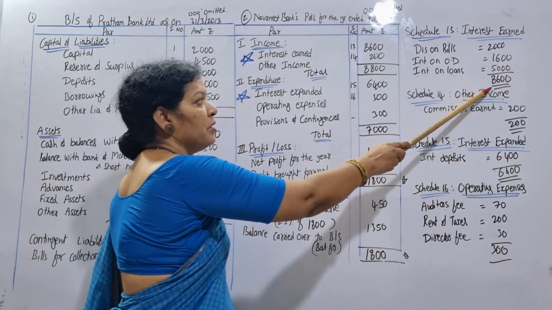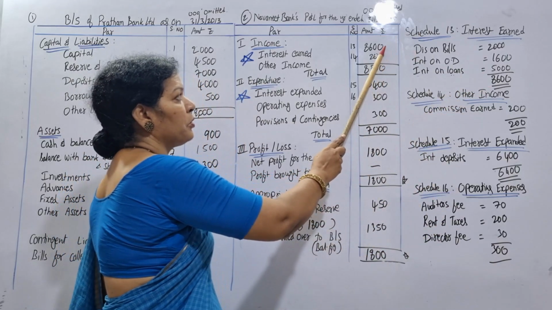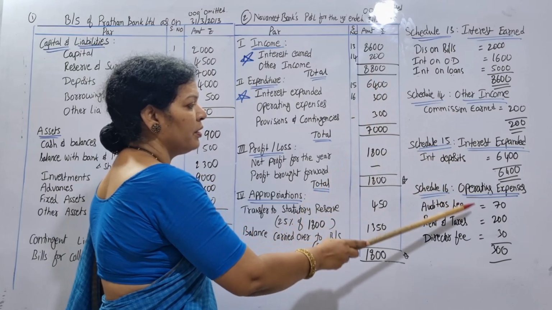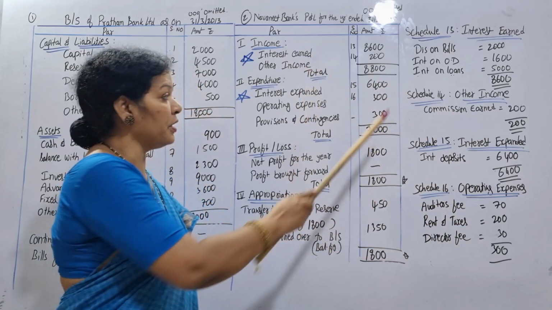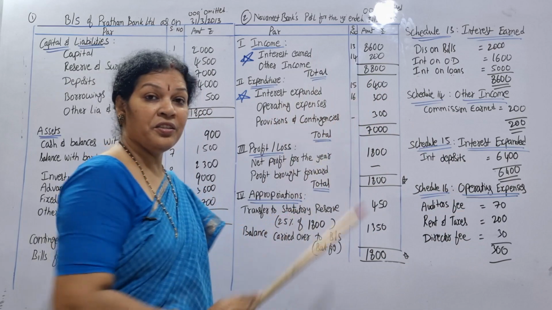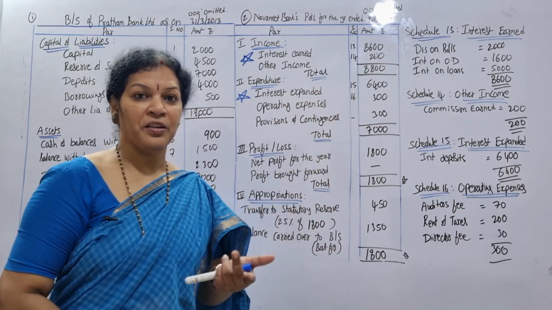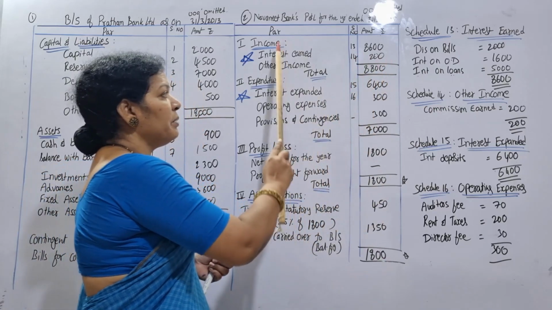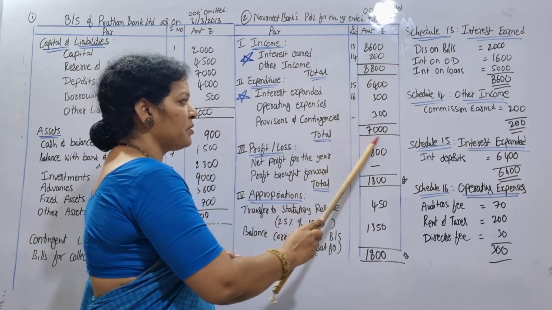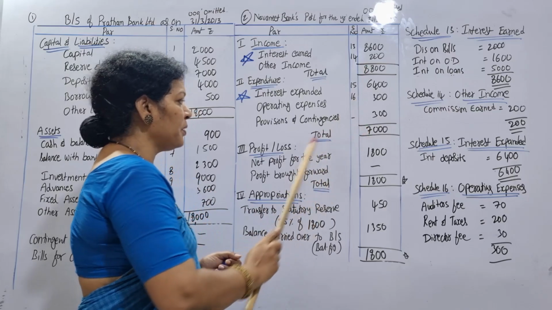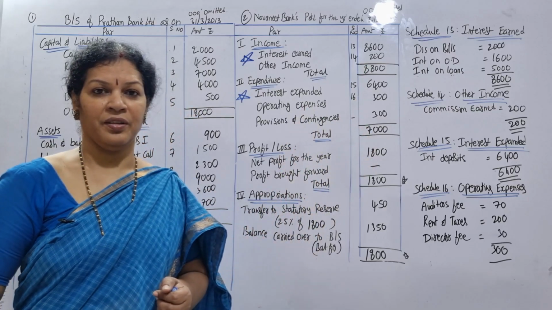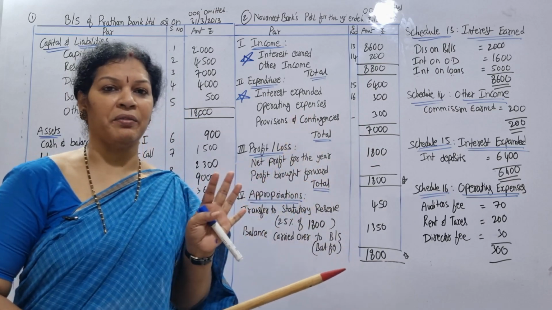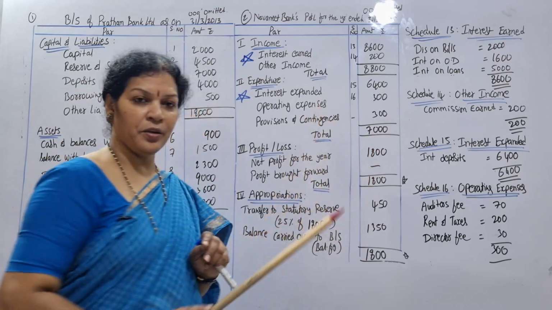So as per this, schedule number 13 is 8,600, schedule number 14 is 200, schedule number 15 is 6,400, and 16 is 300. And provision and contingencies, bad debts reserve, we have written. Now total income is 8,800, total expenses is 7,000. Income minus expenses, we got the profit. Any other profit, we would have written here, but in this problem it is not given. So total profit is 1,800 only.